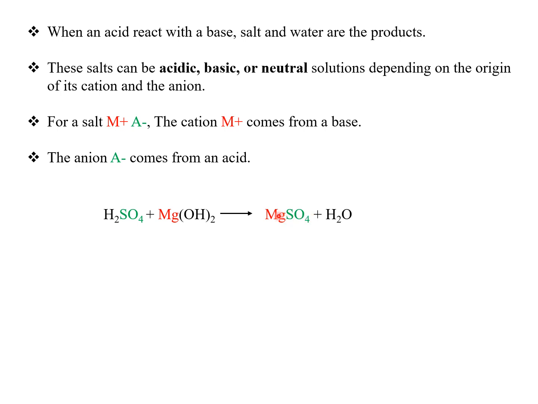Here magnesium is a metal. Metals normally lose electrons to form cations. So Mg is our cation, and sulfate is our anion, a polyatomic anion. The cation comes from a base, the anion from the acid. Take another example: HCl is a strong acid, KOH is a strong base. Here KCl is our salt. Potassium is a metal, and the metal part, the cation, always comes from the base, and the anion portion comes from the acid.